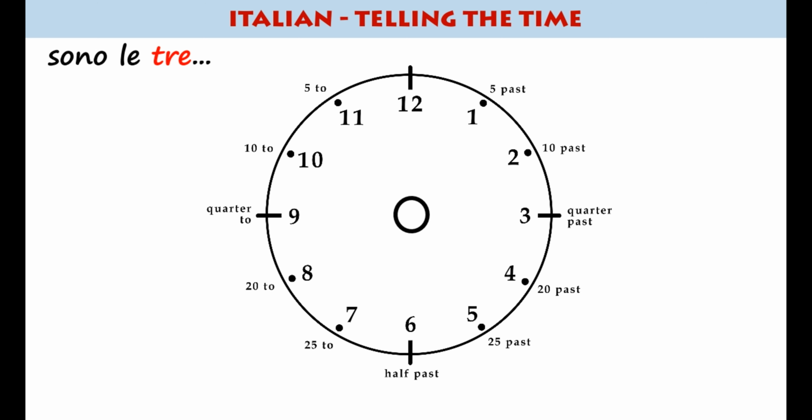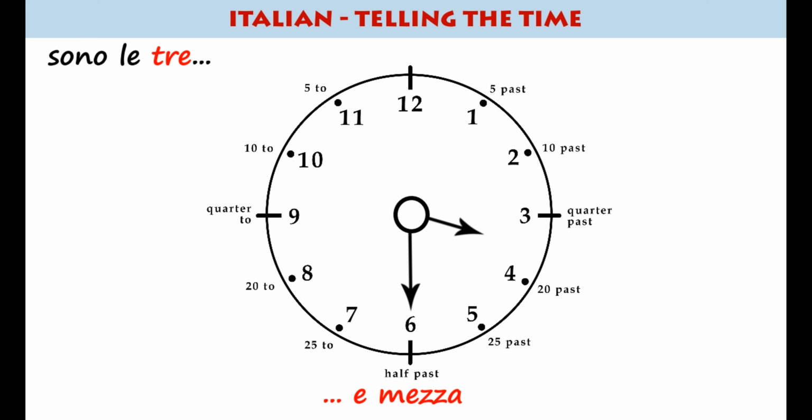So let's take this time here between 3 o'clock and 4 o'clock, and obviously we begin here with sono le tre at the top, so it's not like English. You don't say 3:30, you begin with the 3, you say it is 3 o'clock and a half.